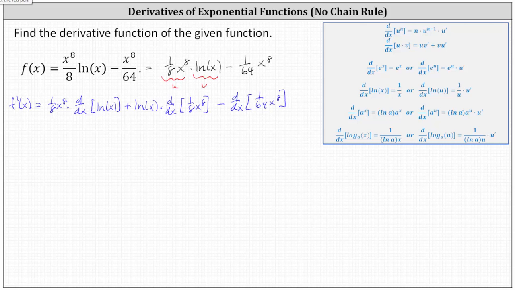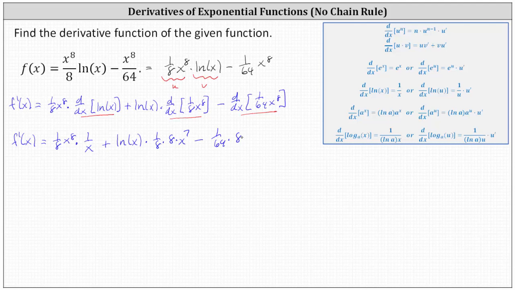And now for the next step, we find the derivative here, here, here, and then simplify. This gives us f prime of x is equal to 1/8 x to the 8th times the derivative of natural log x, which is 1 divided by x, and then plus natural log x times the derivative of 1/8 x to the 8th, which is 1/8 times 8 times x to the 7th, minus the derivative of 1/64 x to the 8th, which is 1/64 times 8 x to the 7th. And now let's go ahead and simplify.